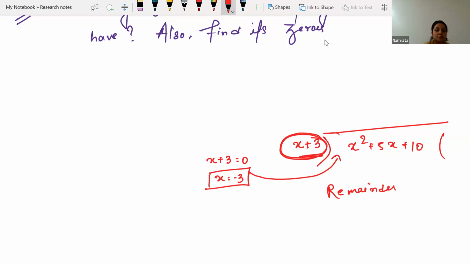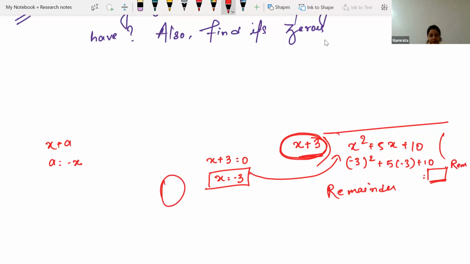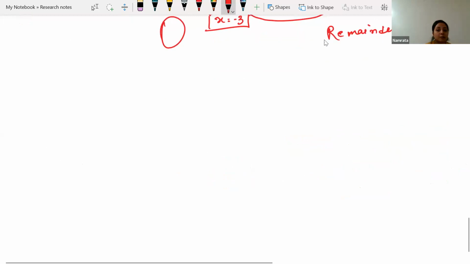So when we substitute minus 3 over here, that is minus 3 square plus 5 times negative 3 plus 10, we get the remainder directly. Whatever value we get, that is the remainder. So this was the quicker way of finding the remainder. Since it's a factor, x plus a is a factor, so whatever a we get from there will make the remainder 0. Yes or no? Yes. Whenever we divide any number by its factor, let's say 12, if we divide it by 2, the remainder will be 0. Yes or no?